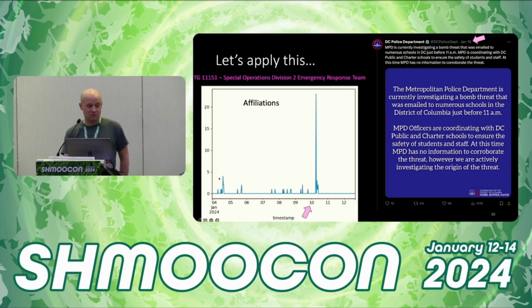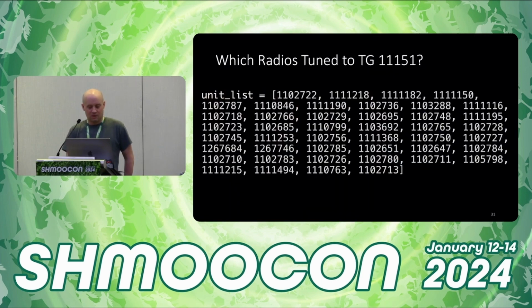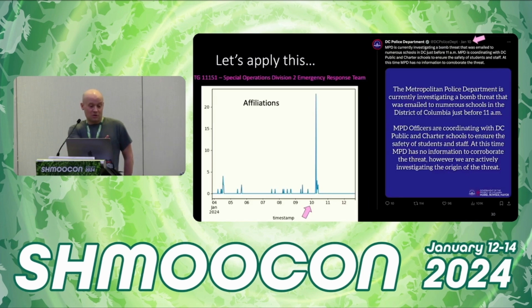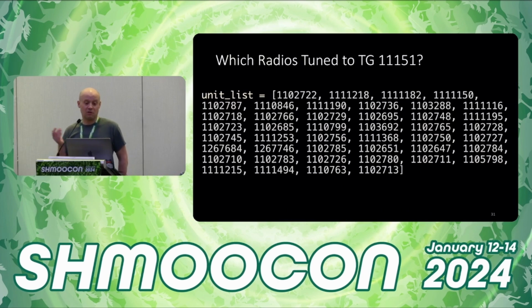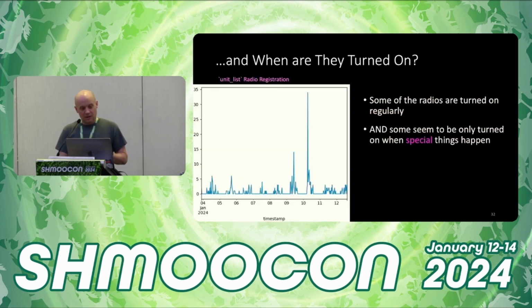Other than that, it's small daily things, little blips. But you can see this very large spike here. I don't know if it was in response to that, but there's a good correlation there. So we can look at which radios, and you can see about 20 or so radios affiliated with that talk group. What I did was then look at which were the radios that tuned into that talk group. So you can now see which radios are really associated with that police group. And then you can look over time at when they're turned on.